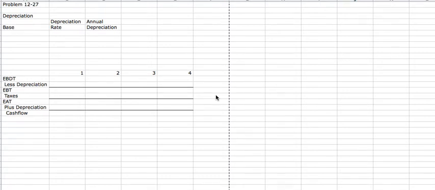Okay, let's work on problem 1227 together. This is a multi-step problem that's going to require us to use probably the easiest method, which is to use Excel to calculate this, and I'll show you how to do that. Maker's depreciation and net present value.